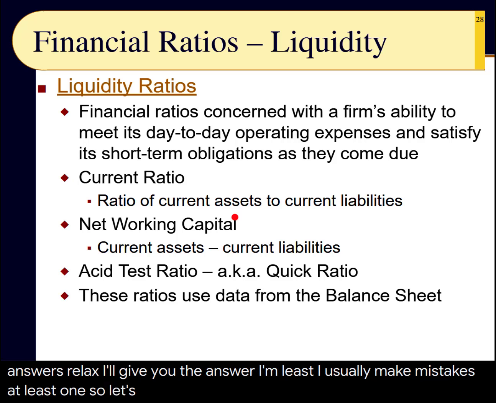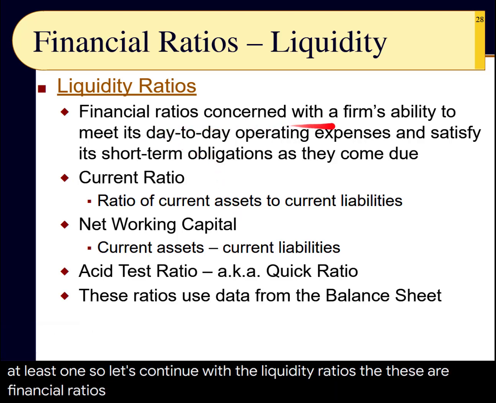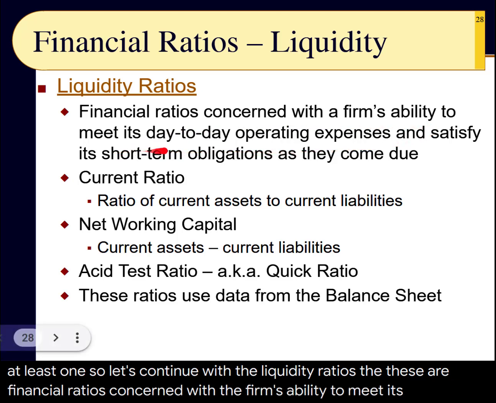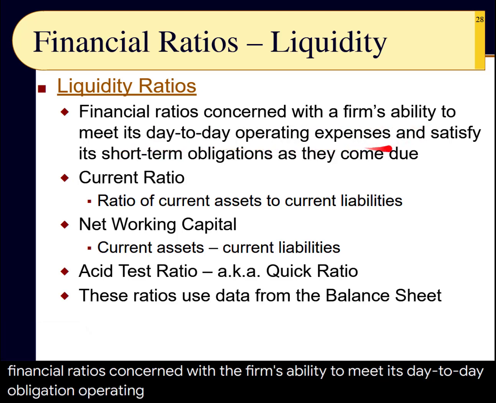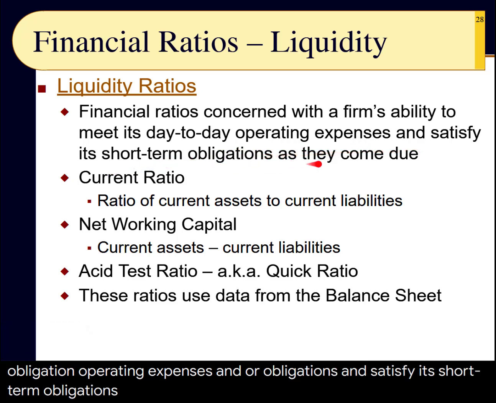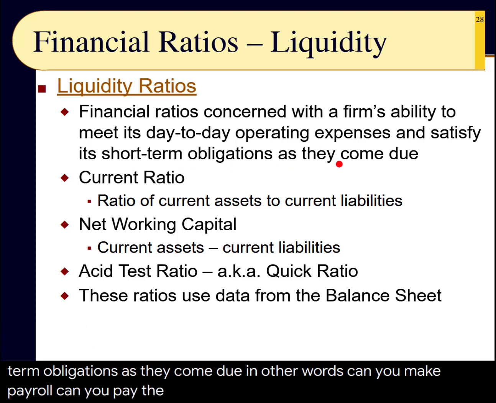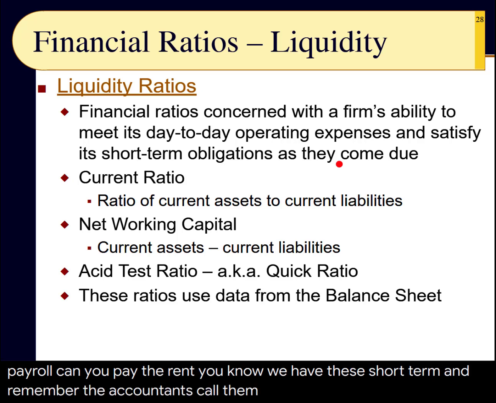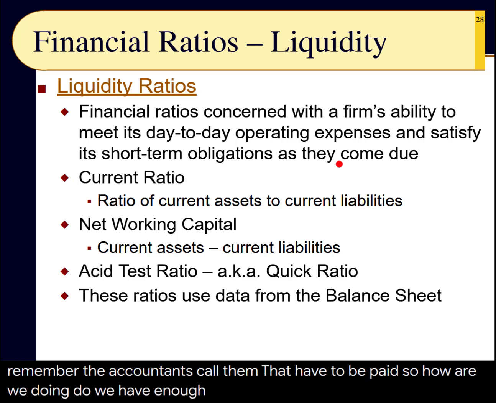So let's continue with the liquidity ratios. These are financial ratios concerned with the firm's ability to meet its day-to-day operating expenses or obligations and satisfy its short-term obligations as they come due. In other words, can you make payroll? Can you pay the rent? We have these short-term, and remember the accountants call them current, bills that have to be paid. So how are we doing? Do we have enough cash on hand?